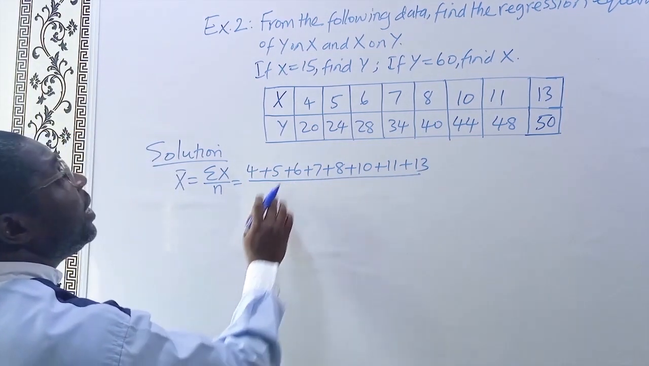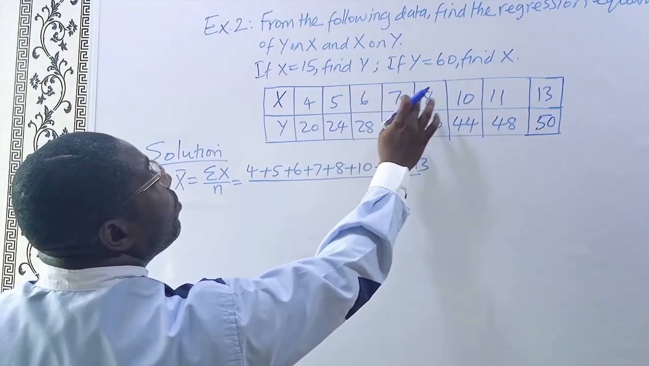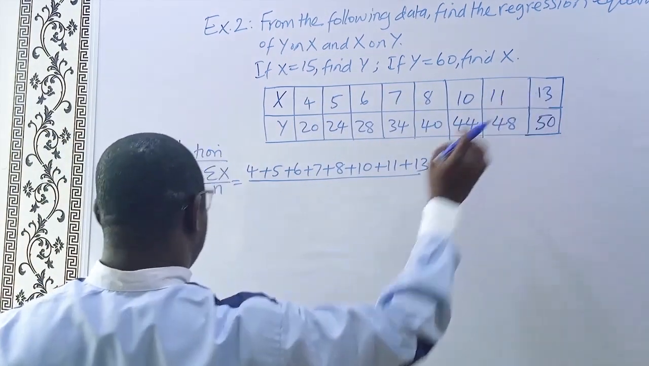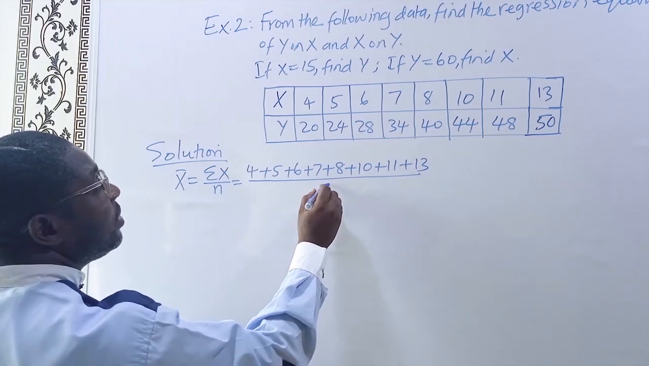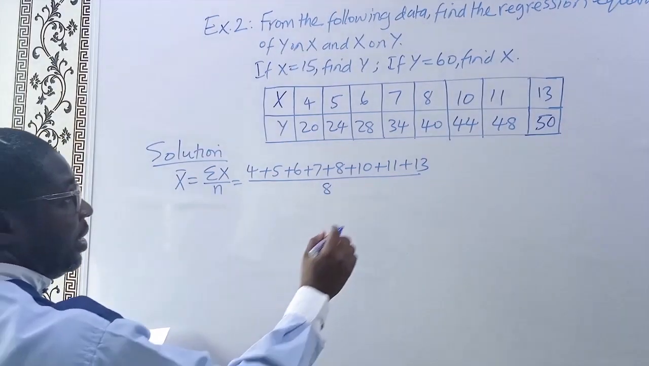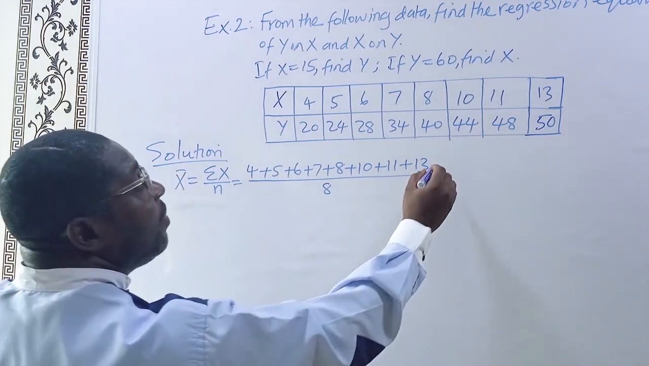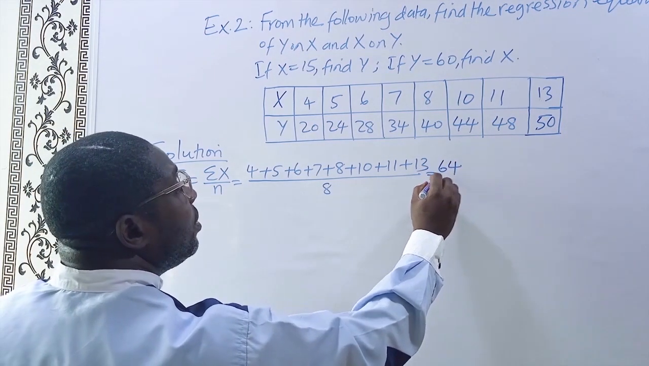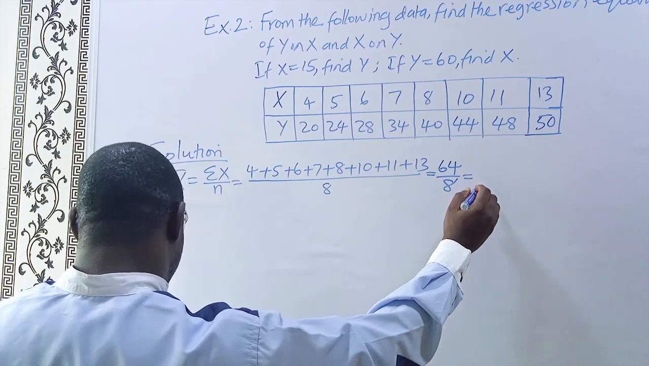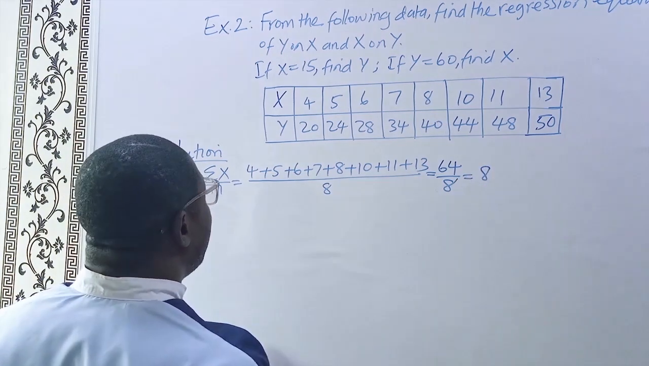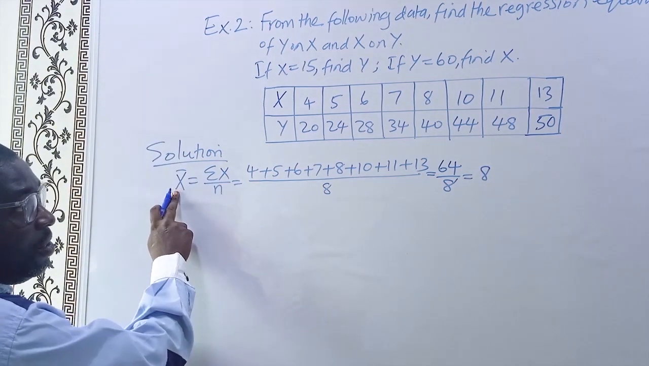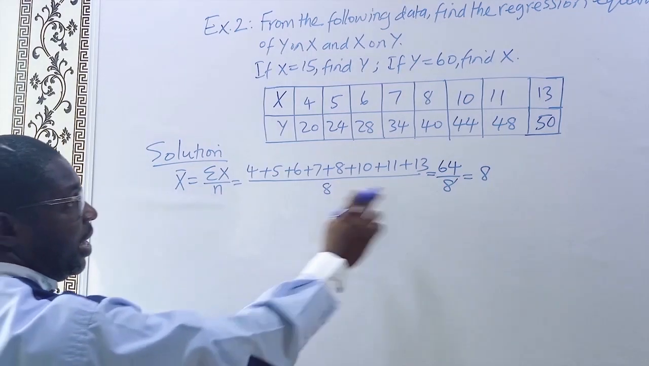Divided by how many are they? 1, 2, 3, 4, 5, 6, 7, 8. They are 8, all right? We have 8. And then if we add this up, what you should have should be 64 divided by 8, and our answer will be 8. So the mean of X is 8.